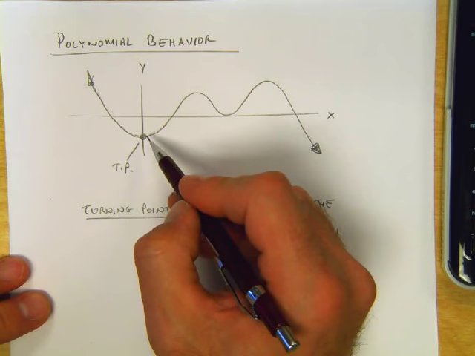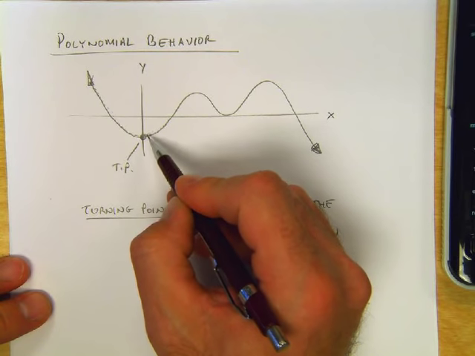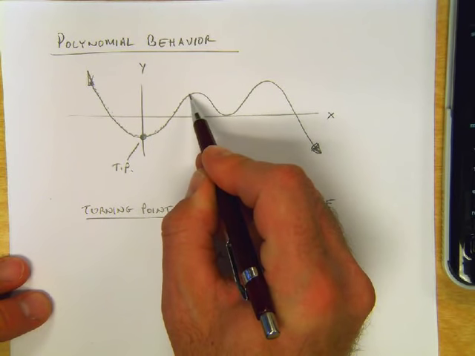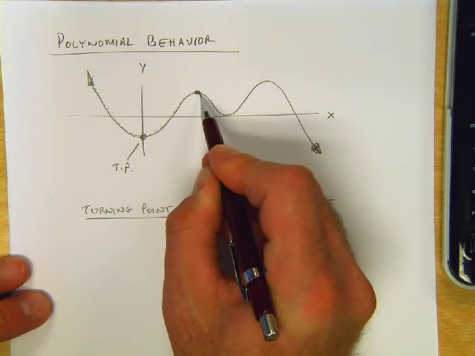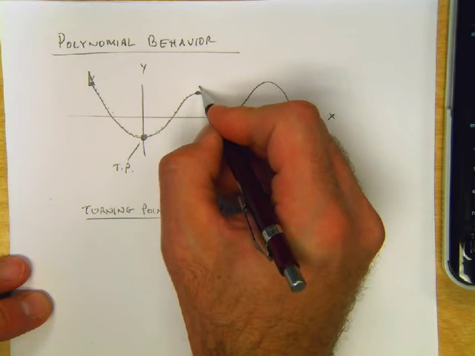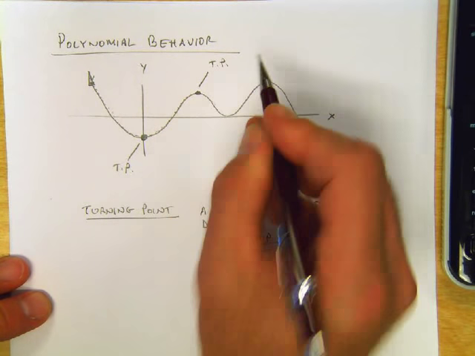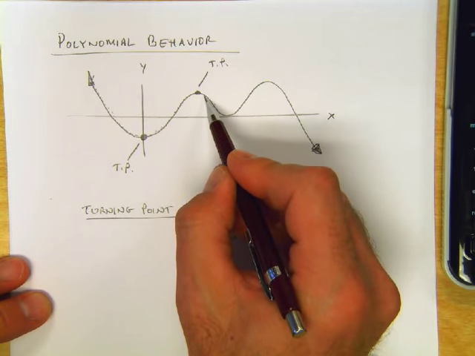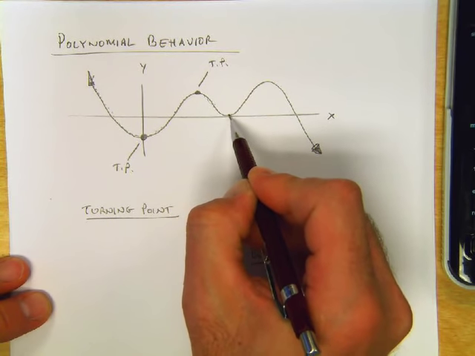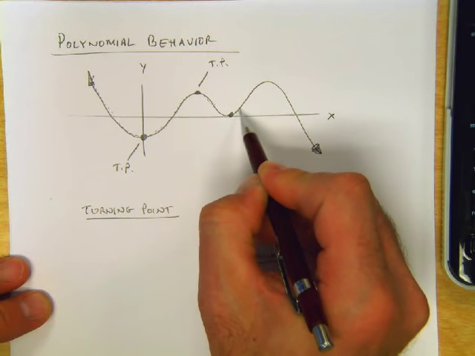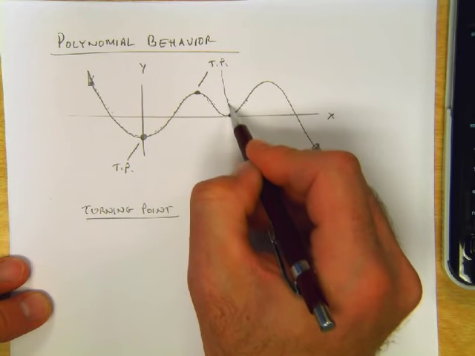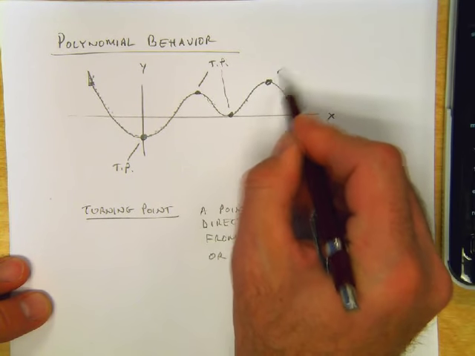And then we go up, up, up, up, up, up, up, up, up, up, up. We reach a spot where we start going down, down, down, down, down. That is a turning point. And then down, down, down, down, down. Reach a spot, start going up, up, up. That's a turning point.